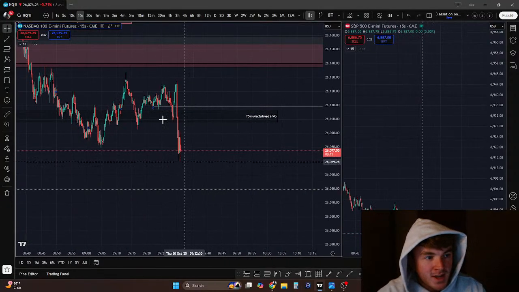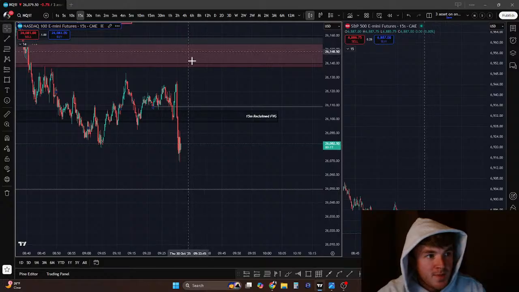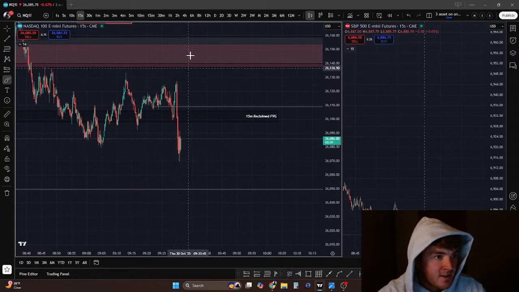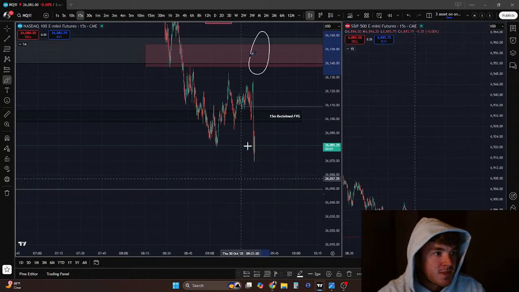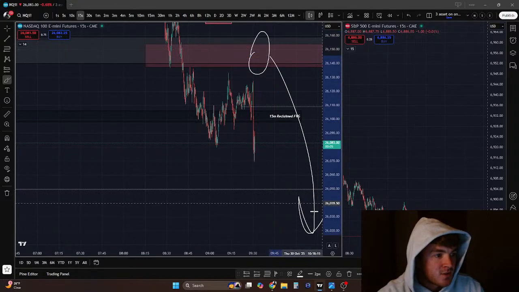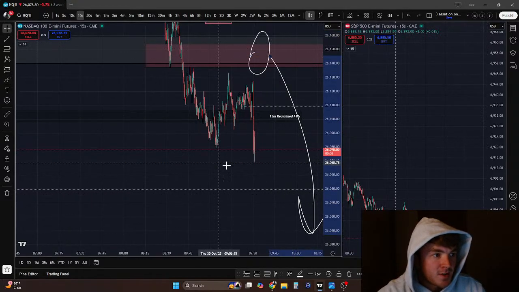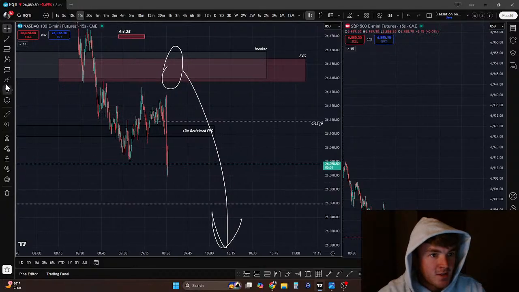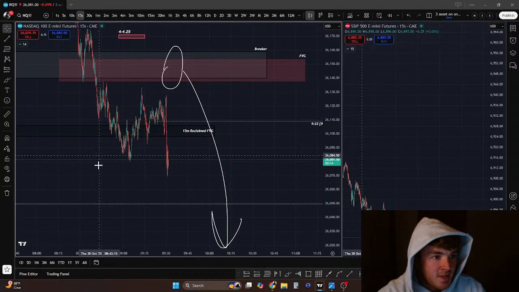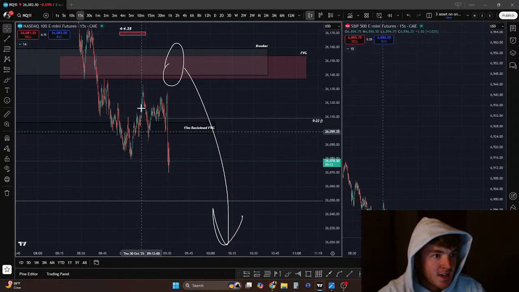Once again, I kind of wanted to see us get a Judas swing up into this area right here, right? Judas swing up there, then look for shorts to go lower and target those draws on liquidity down there. That's kind of what I would like to see. And that would be nice. It'd be nice, AMD.